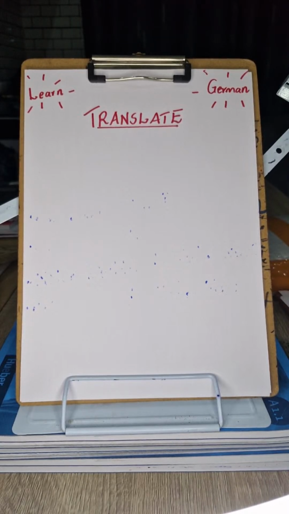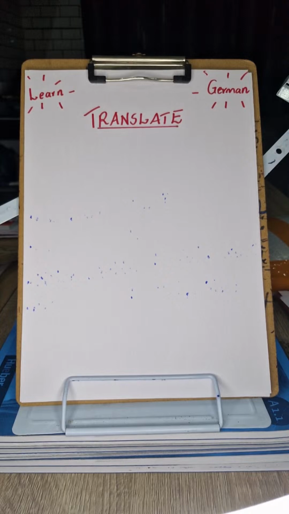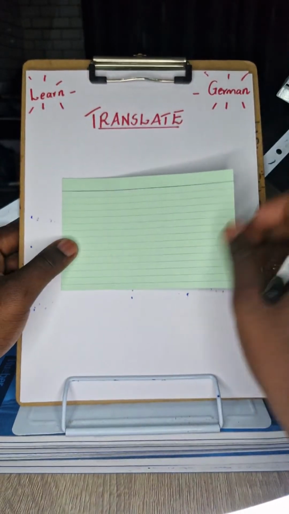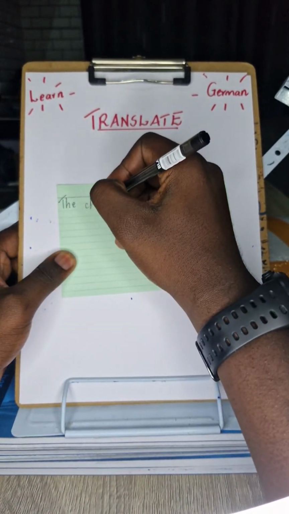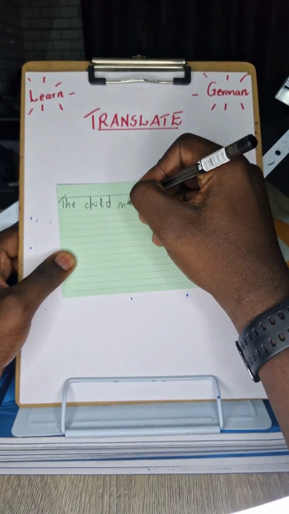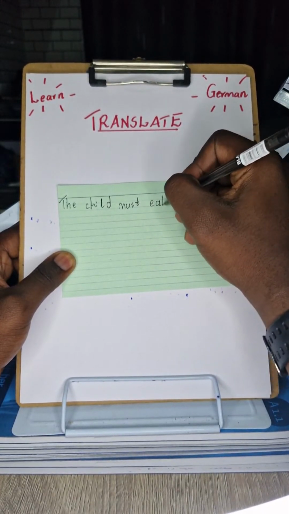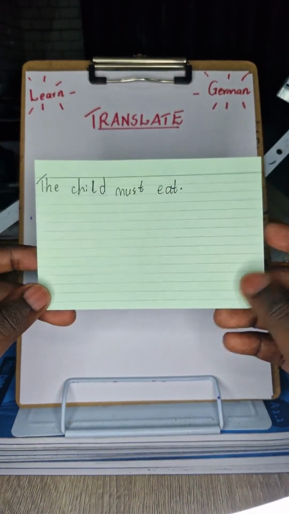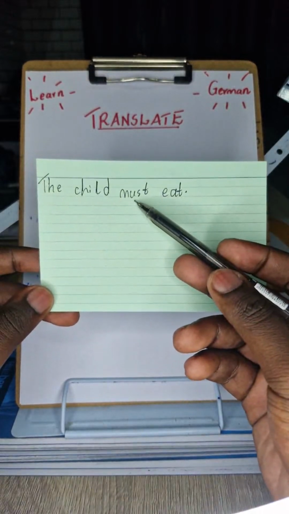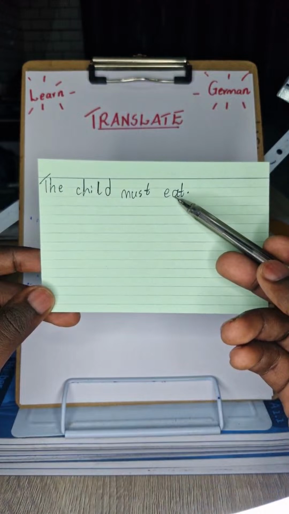Now, my very first sentence. Somebody was asking which area this is going to help you with. This is testing your Sprechen and even your Schreiben. So, here's my first sentence: the child must eat. I've been given the child must eat. They've used a modal verb, must, and then of course there's this other verb, to eat.